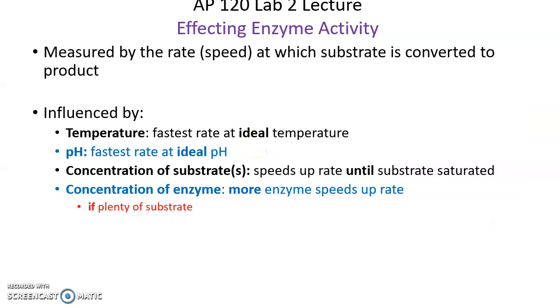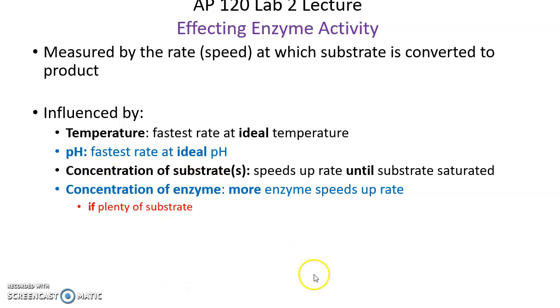All right, so in summary, enzyme activity can be measured, and this is the rate of the reaction, or basically the speed. It is how much product is produced over a specific amount of time. And this can be influenced by temperature, with the fastest rate at the ideal temperature. Too high or too low will not be as fast. pH, fastest rate for pH is at the ideal pH. Too high or too low will not be as fast.